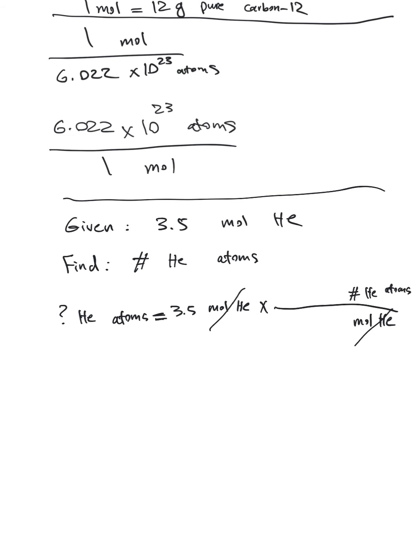And as I said, this is universal. 1 mole of anything is 6.022 multiplied by 10 to the power of 23. And then when you do the math, you'll find 2.1 multiplied by 10 to the power of 24 helium atoms. Any question about mole, or how we write these conversion factors or calculate these things?